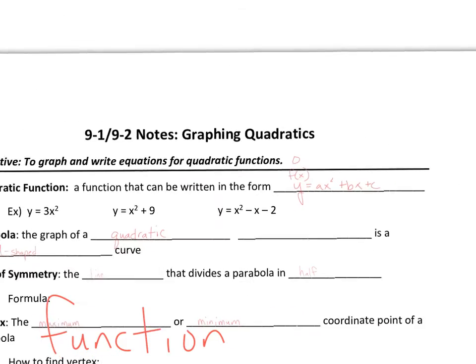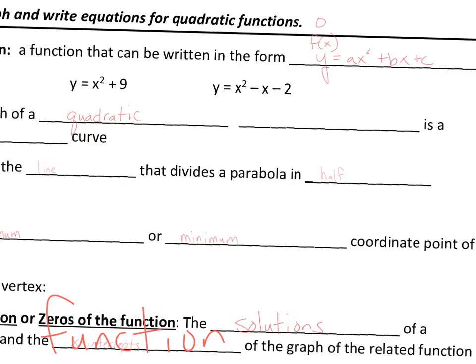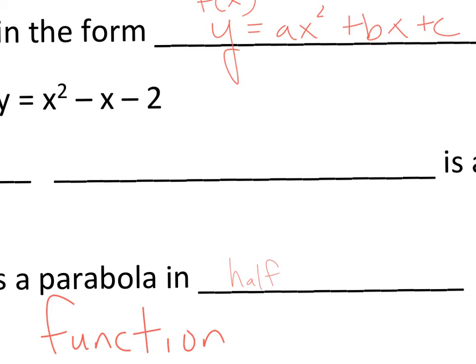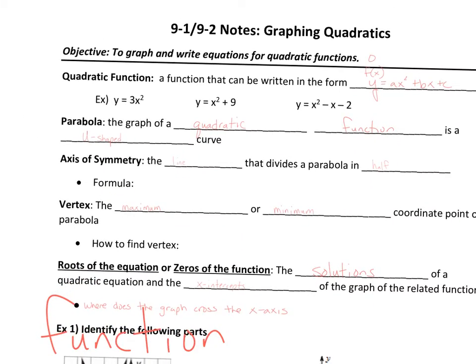Okay, next vocab word is a parabola. The graph of a quadratic function, okay? And it's going to be U-shaped, okay? And we'll take a look at a bunch of examples here in a little bit, but everything that we're going to be working on today is going to be U-shaped. Now, it will only open up or down for us for right now. We won't have anything that looks like a C where it's opening to the sides. They'll save that for Algebra 2.